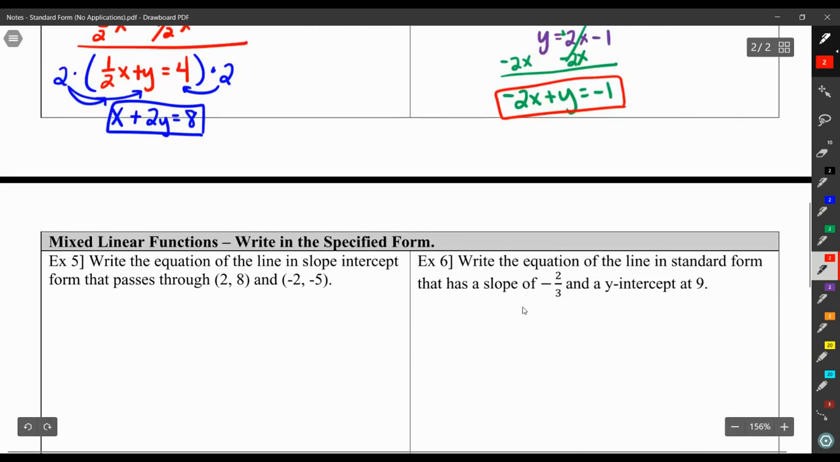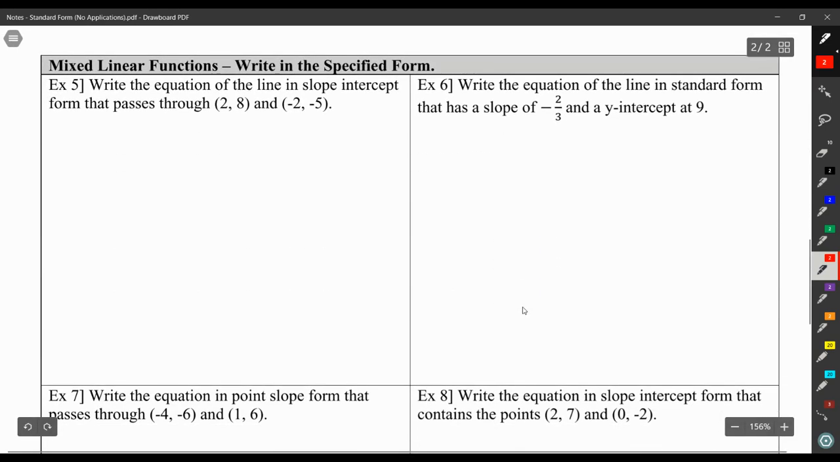Now for the next section, we're going to write in a specified form. So the answer may be in slope-intercept, the answer may be in standard. It just depends on what the question is asking. Okay, so like number 5, it says write the equation of the line in slope-intercept form. So there's how I want my answer. So let's review. Slope-intercept form is y equals mx plus b. That's how my answer needs to look. That passes through these 2 points. So I have (2, 8) and (-2, -5).